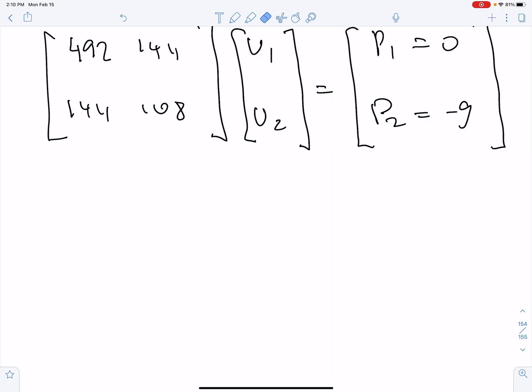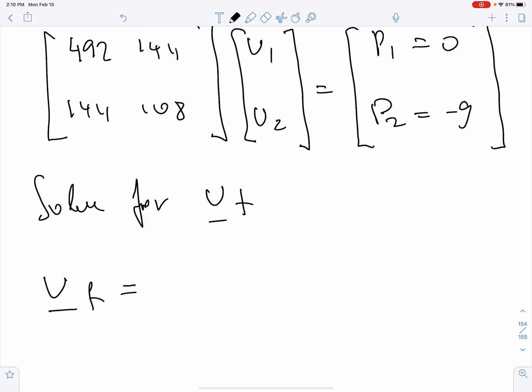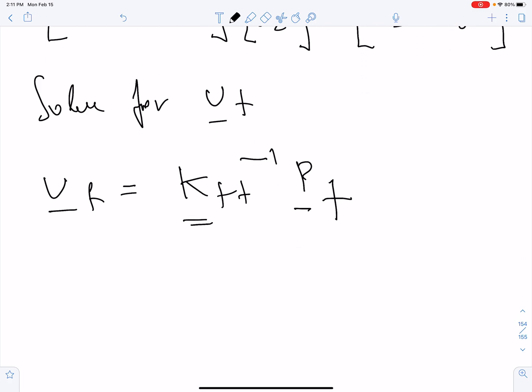And now this allows me to actually solve for the 3 degrees of freedom. So UF equals KFF minus 1 times PF. The inverse of the stiffness matrix times the applied forces is KFF minus 1 times 0 and minus 9.